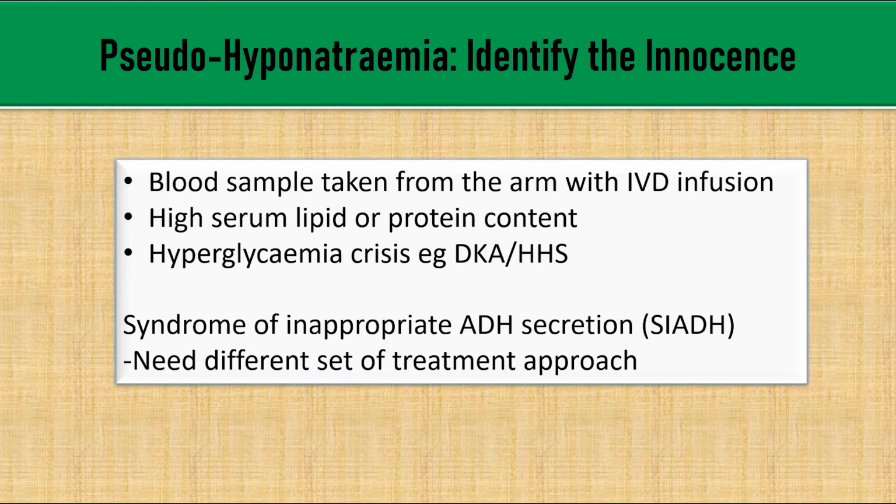Just to emphasize, patients with pseudo-hyponatremia don't require any actions. The common cause of pseudo-hyponatremia would be if the blood was taken from an arm with an ongoing infusion, therefore you have a diluted sample, or high serum lipid or protein content will also cause a pseudo-hyponatremia. And lastly, patients with hyperglycemic crisis or DKA/HHS may have hyponatremia presentations, and the goal of treatment is actually to correct the sugar, and automatically the sodium will pick up.